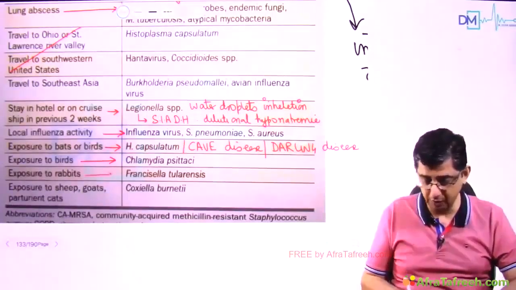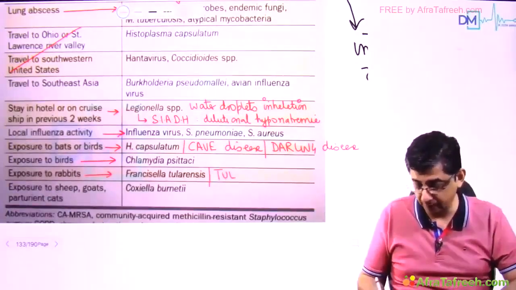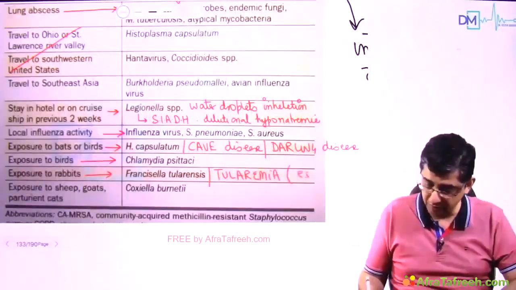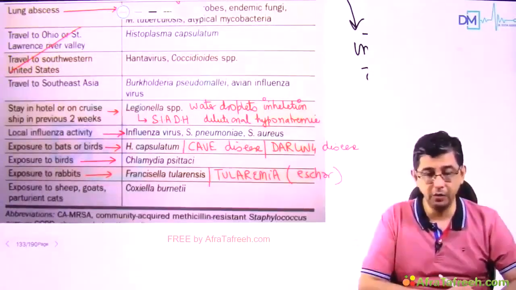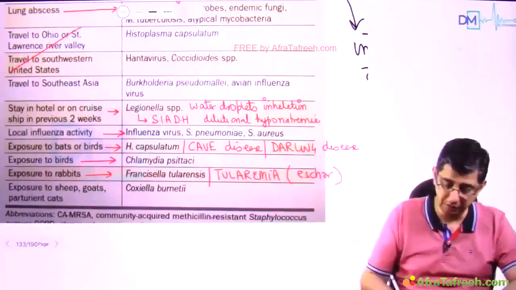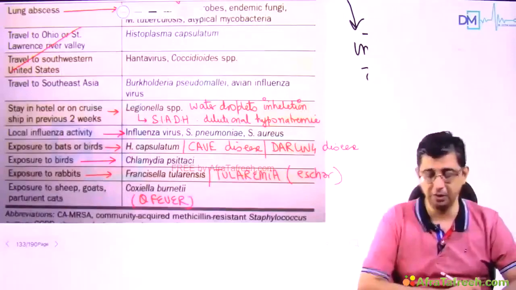Exposure to rabbits is tularemia, that would be Francisella tularensis. Eschar formation might be noticed in this particular case because this would be transmitted by the bite of ticks. And then exposure to sheep and goats, that could be Coxiella burnetii, which is also called Q fever. Q fever can also contribute to infective endocarditis in a patient.